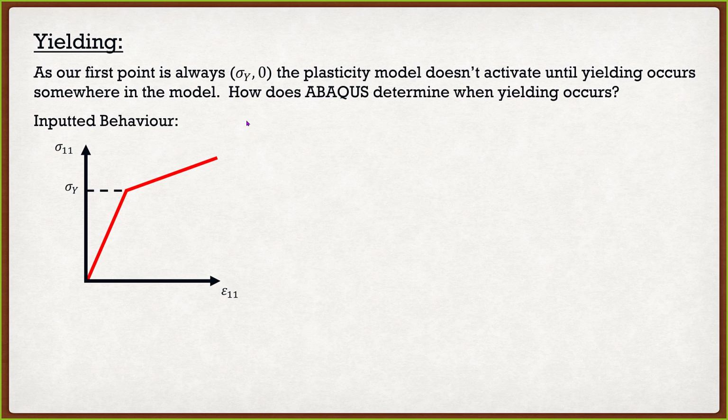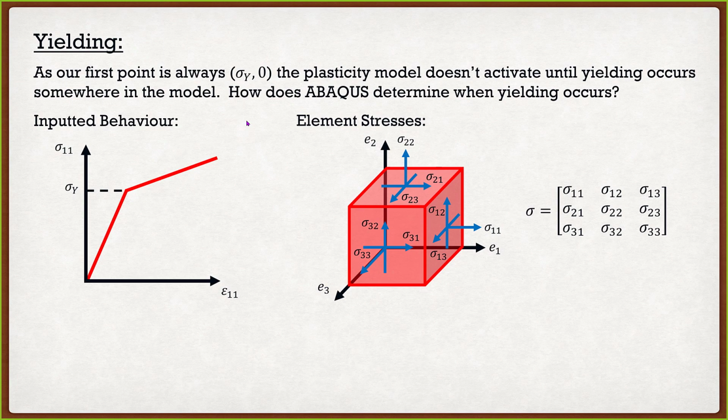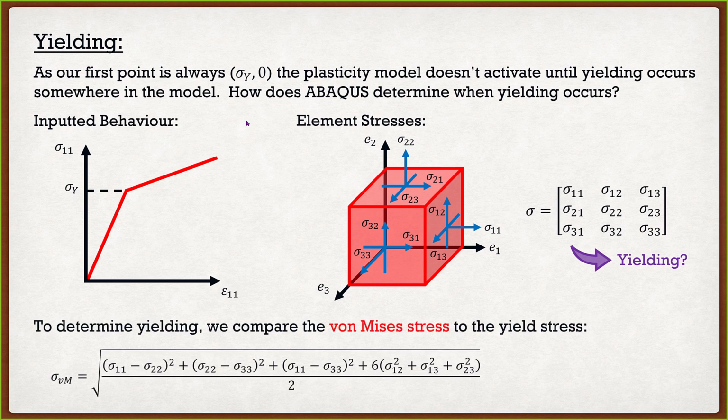But in our element, we have a Cauchy stress matrix, a bunch of different stress components. So my question is, if we have that Cauchy stress matrix, how can we tell if it's yielding? What do you guys think? How can we tell if that's actually yielding? We discussed it before. Oh, you guys are smart. Exactly. The von Mises stress.